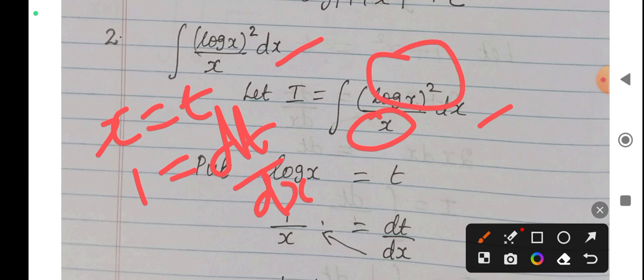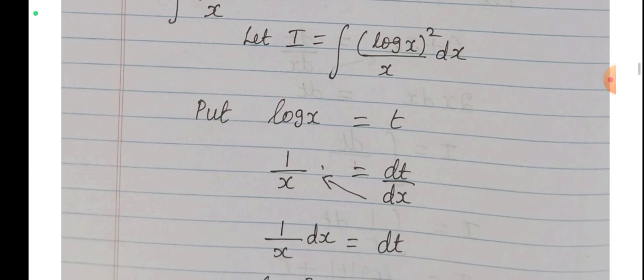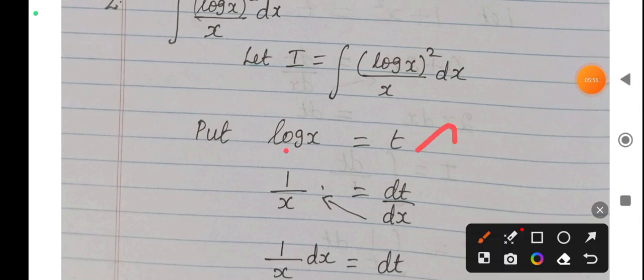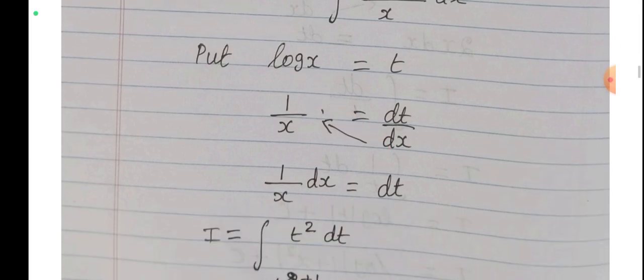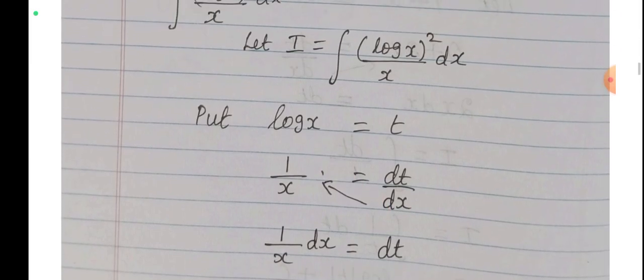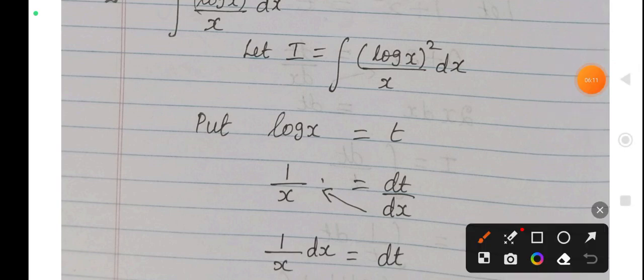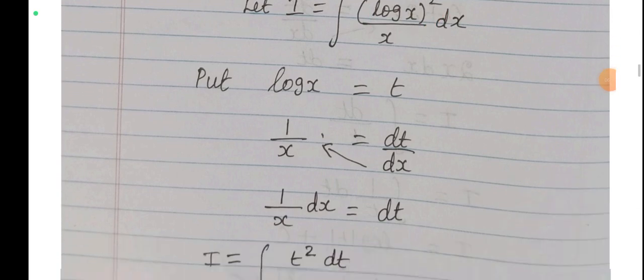So I can take log x as t. If you consider log x as t, log x differentiation is 1 by x, so dt by dx is 1 by x, and directly you can keep the dx this side. So 1 by x dx equals dt. Now we substitute in the integral. Log x whole square is there, and log x value is t, so integral t square. Is this correct?